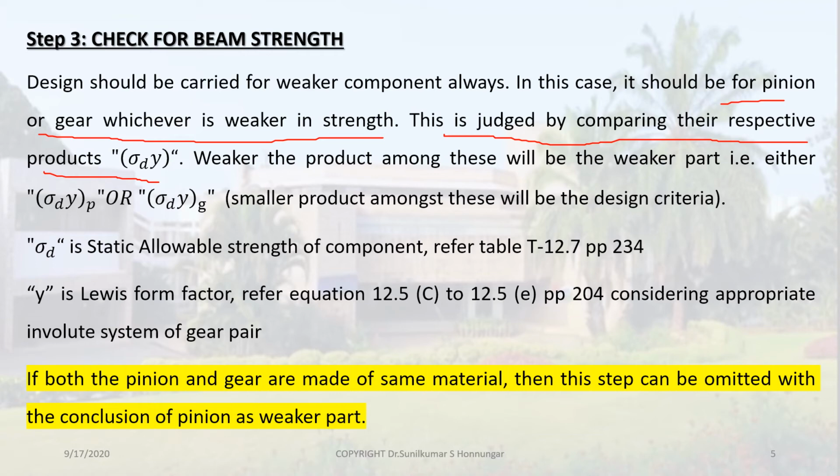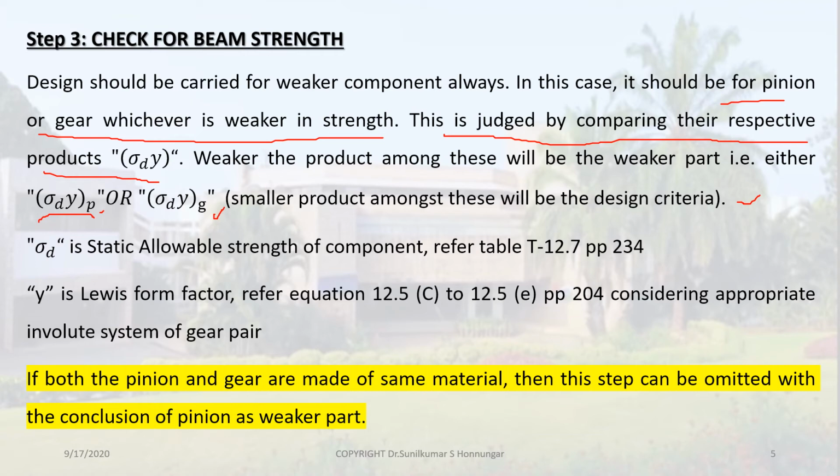What do you mean by that? Sigma d into y of pinion, here I have written sigma p means pinion and g means gear. So you have to consider the corresponding y and sigma d, that strength, and then find out the smaller product amongst these, which will be the design criteria. Remember that. Further, if it is gear, you have to substitute all parameters pertaining to gear only, that is d2, n2 and so on. If it is pinion, you have to substitute n1, d1, all those corresponding parameters.